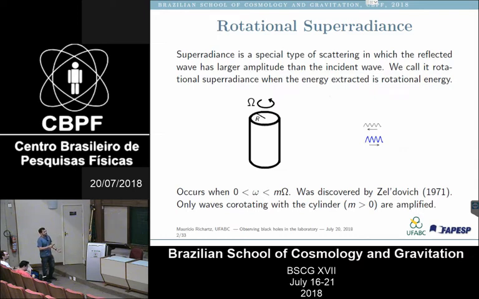Here, omega is the angular velocity of the cylinder, and m is the azimuthal number of the wave. If you do your spherical decomposition, here in cylindrical coordinates, you get your azimuthal number m, and you need this condition to be satisfied. So omega has to be positive, co-rotating, and the wave frequency has to be sufficiently small for you to get superradiance.